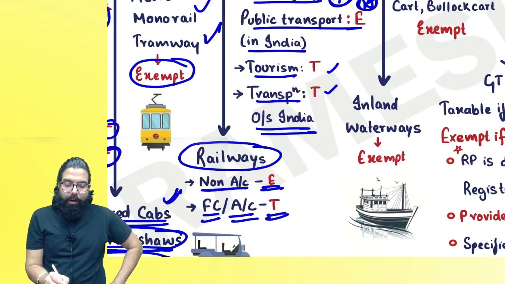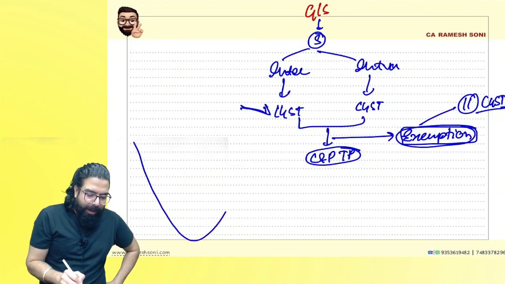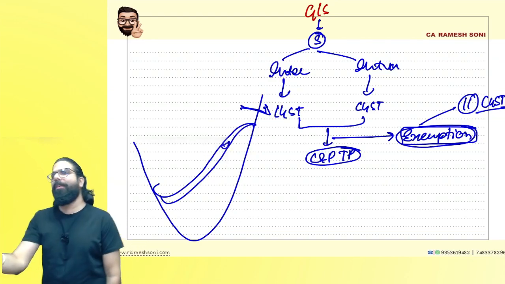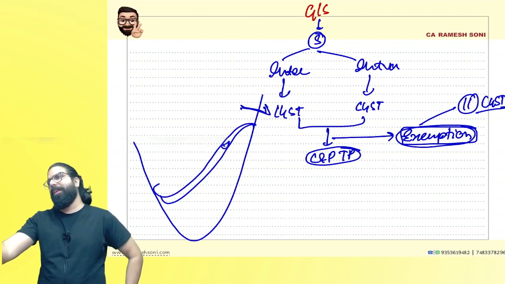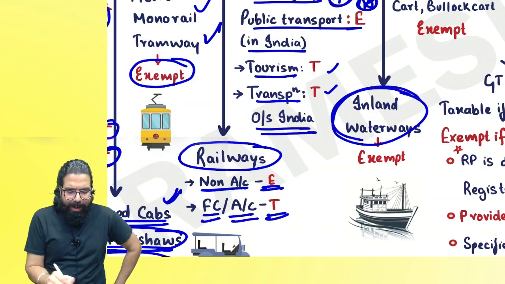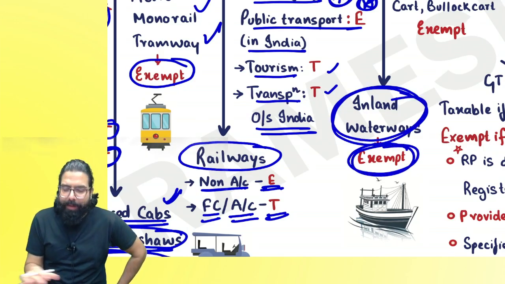Next. Sir, inland waterways. Government is telling that India has a long route of rivers. Correct, everyone? In the river, if you are doing public transportation, whatever you are doing through rivers, government is saying that for inland waterways transportation of passengers, we will not charge any GST. On inland waterways, GST will always be exempted.